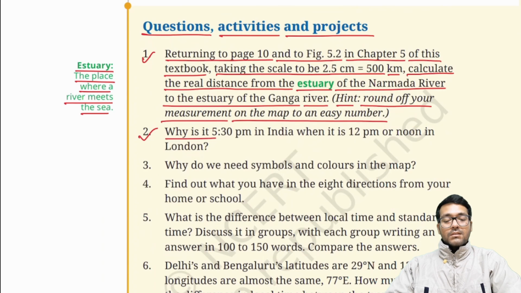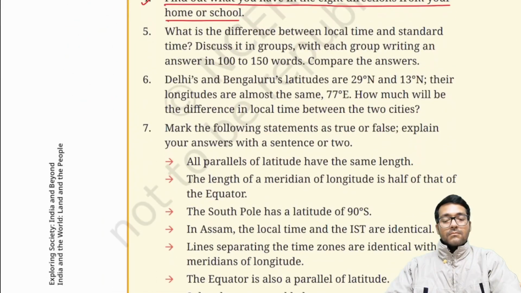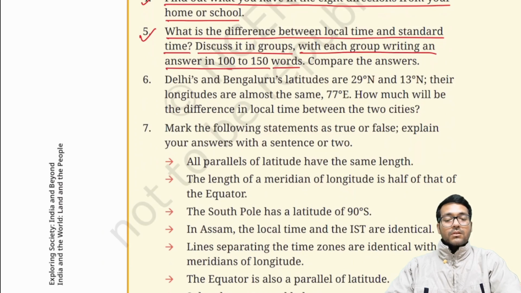2. Why is it 5:30 p.m. in India when it is 12 p.m. or noon in London? 3. Why do we need symbols and colors in the map? 4. Find out what you have in the 8 directions from your home or school. 5. What is the difference between local time and standard time? Discuss it in groups, with each group writing an answer in 100 to 150 words.